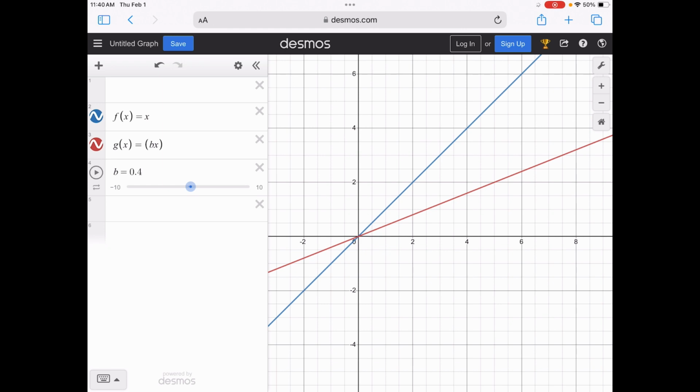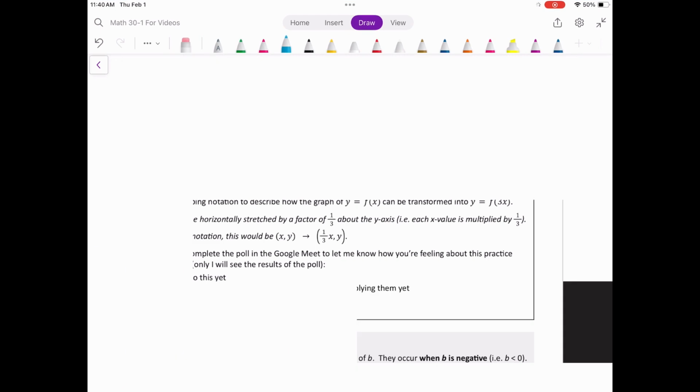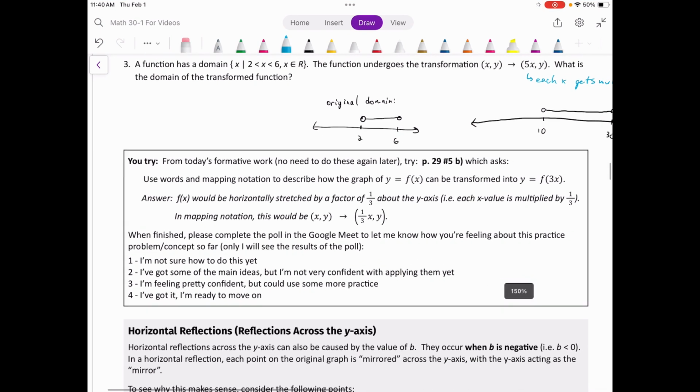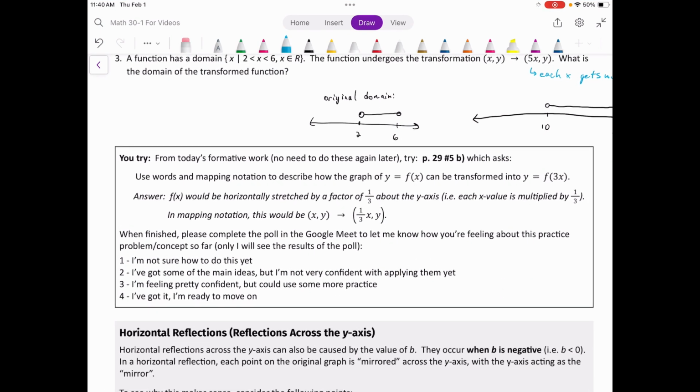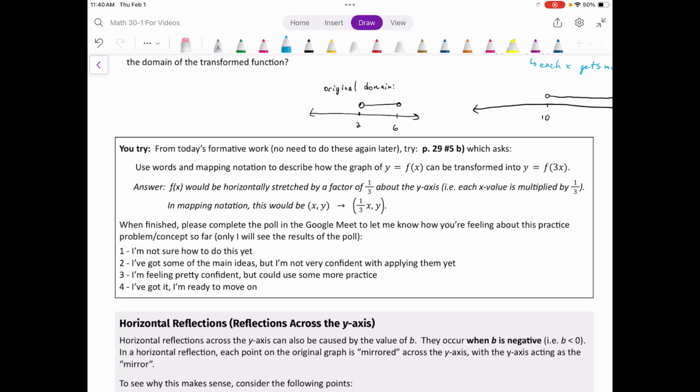Let's head back to the notes here, and you can go ahead and give this one a try, just getting your bearings with recognizing that b and what that stretch actually means. Again, the trickiest part here is remembering that b is 1 over the horizontal stretch, and vice versa. The horizontal stretch is 1 over b. So pause the video, take a little time to practice, try some out, and then when we come back, we'll talk about horizontal reflections.